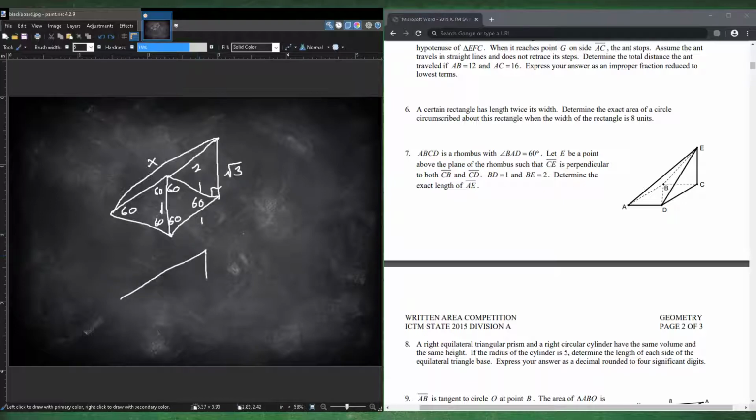So I'll just redraw this part. So this triangle is just this triangle right here. So we have this is square root 3 and this is square root 3. So to get length x, now use the Pythagorean theorem. So square root 3 squared, which is just 3, plus square root 3 squared is just 3, equals x squared. So that's 6 equals x squared. So x equals just square root 6. So that is your answer for number 7.